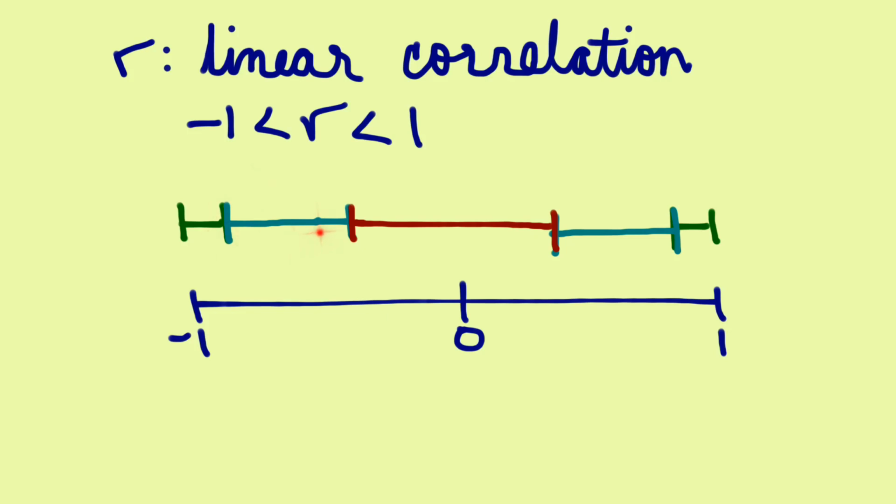If it's in the middle here, that means it's a weak negative correlation. This would mean it's a weak positive correlation. And if it's closer to 0, that means no correlation at all. So for example, if we had a correlation coefficient of, say, -0.9, that would be a strong negative.